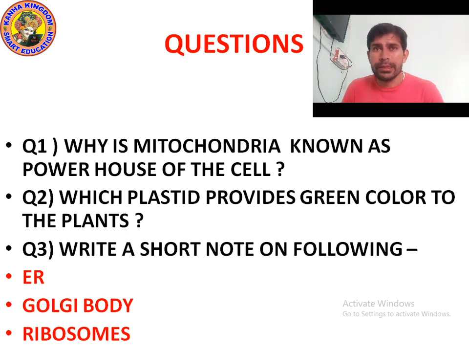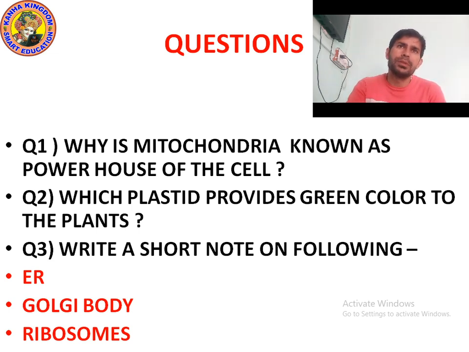Next question. Question number three: write a short note on the following: ER, meaning endoplasmic reticulum, Golgi body and ribosome. First, let's talk about the Golgi body, or Golgi complex. It has a sac-like structure, stacked one above the other, and stores the material produced by the cell. So that's why we can say that Golgi body is a storage house.